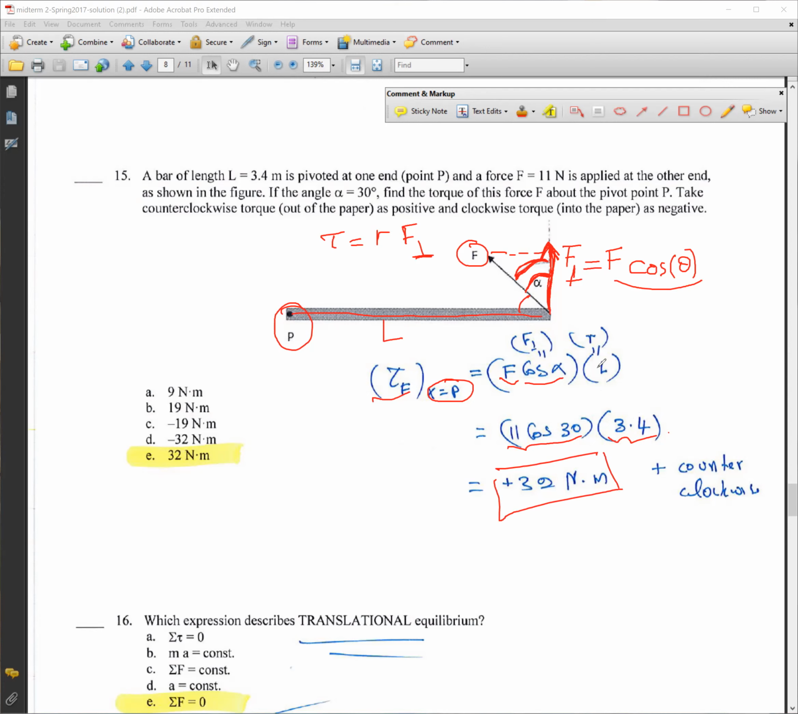Now, the sign, is it positive or is it negative? We're specifying that if it is counterclockwise, it is positive, and if it's clockwise, it's negative. The force is causing a rotation that is counterclockwise, so the torque will be positive in this case. And this is then option E. All right, so that's question 15.